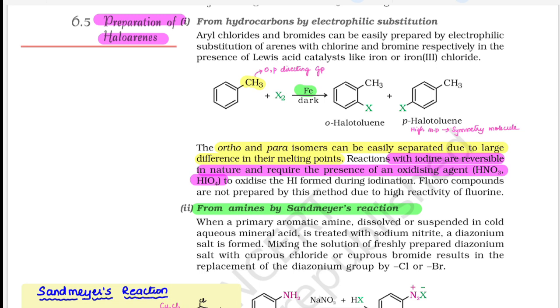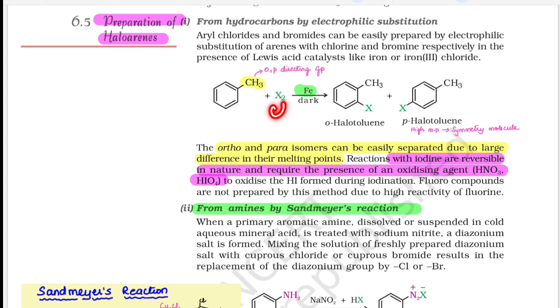Now we are going to study preparation of haloarenes. Haloarenes means the halogen is directly attached to the benzene ring. So how to prepare them? Take toluene. Toluene is a methyl group attached to a benzene ring.